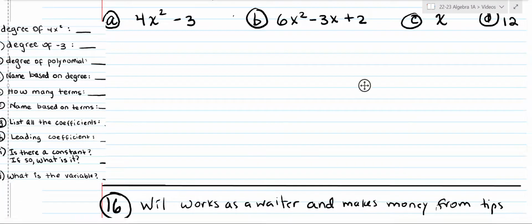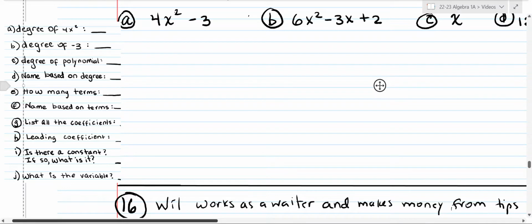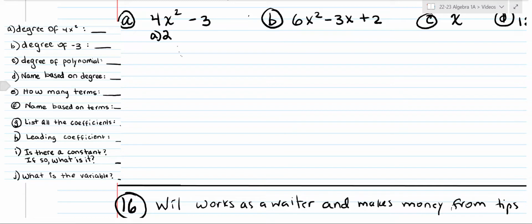All right, so our polynomial is 4x squared minus 3. And it says, what is the degree of 4x squared? Well, the exponent is 2, so the degree is going to be 2. What is the degree of negative 3? Negative 3 is a constant, so the degree is going to be 0. Degree of the polynomial, the highest degree is 2, so the polynomial has a degree of 2. What is the name based on the degree? What do we call a polynomial that has a degree 2? Quadratic.